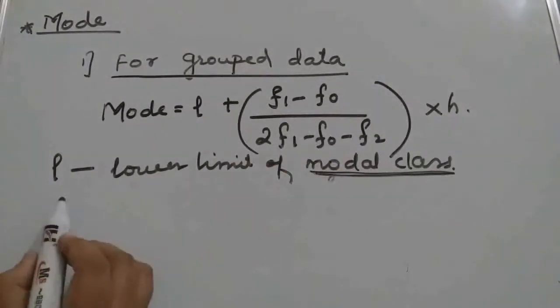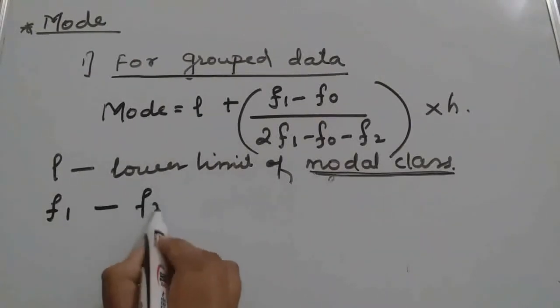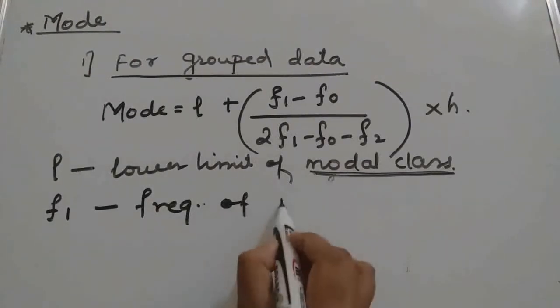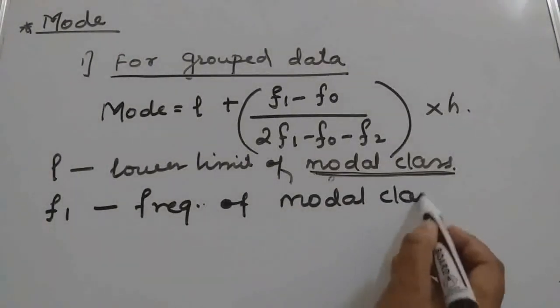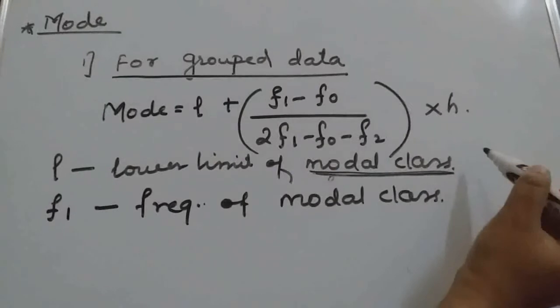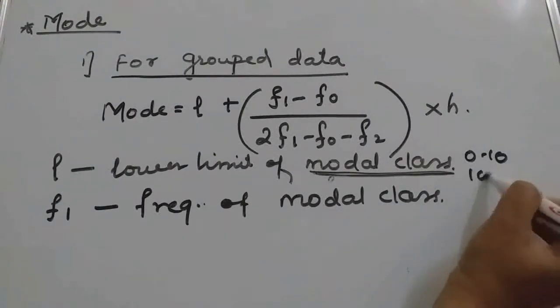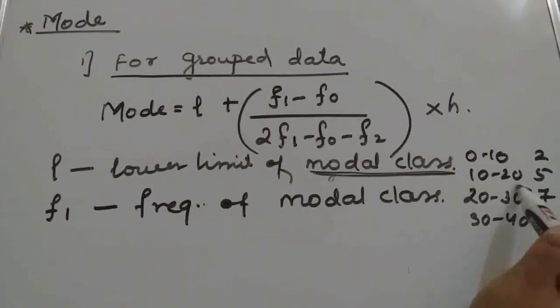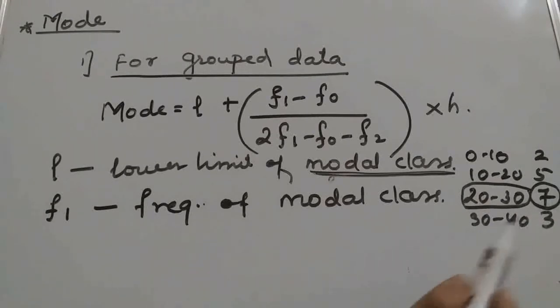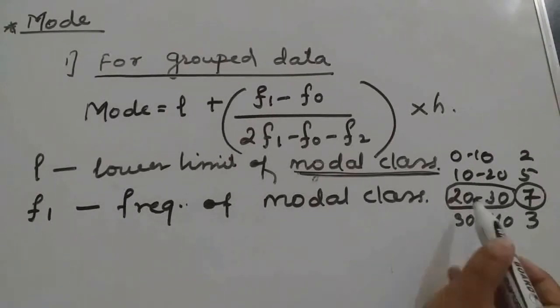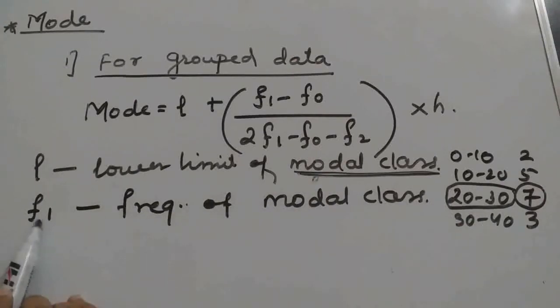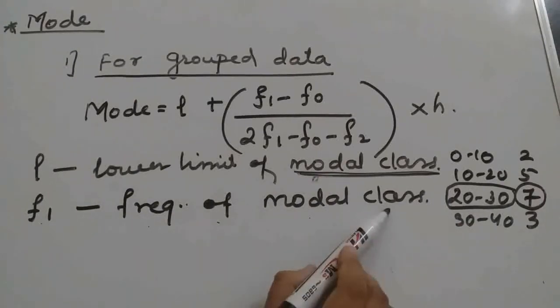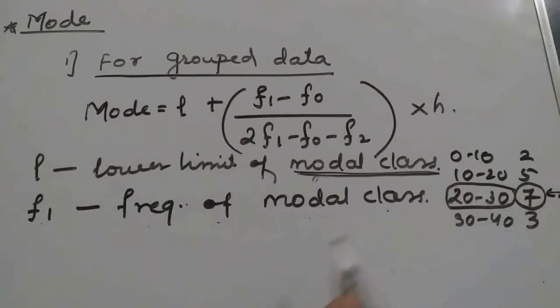Now F1 is the frequency of the modal class. Just now we saw one example, I will write that example here, that will be better. 2, 5 and 7, suppose 3. So in this, the modal class is what? 20 to 30, because the highest frequency is 7. So L will be 20. Now F1 is what? Frequency of the modal class, that is this 7 is F1.